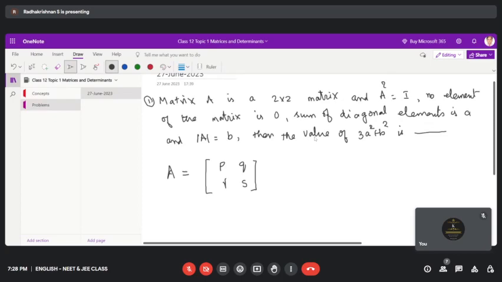Sir, one doubt. Yeah. So 3A square, sir. Yes, the value of 3A square plus B square.